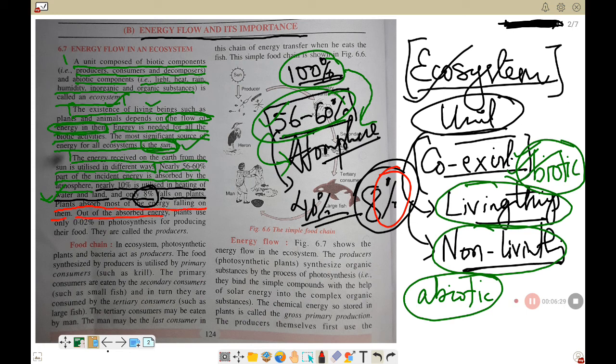Out of the absorbed energy, plants use only 0.2% energy in photosynthesis for producing their food. So they are called producers. Now who are called producers? Plants.